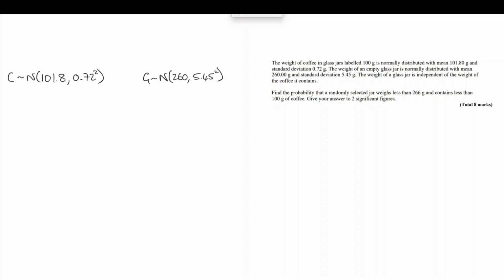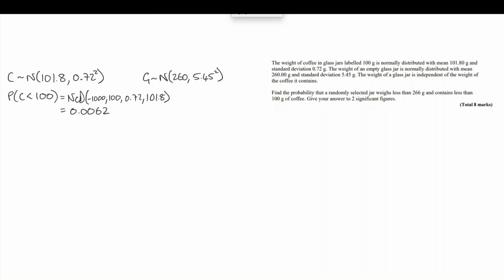Okay, so firstly, let's work on the coffee. So we want less than 100 grams of coffee. We can use our cumulative normal distribution and our arbitrarily small minimum value, negative 1000. The maximum we're interested in is 100. Standard deviation, 0.72. And the mean, 101.8. Okay, into our calculator, and we get our answer, 0.0062. So that's the probability that the coffee is going to weigh less than 100 grams.